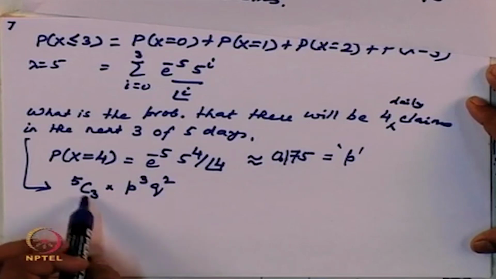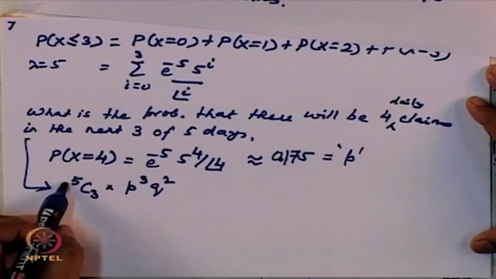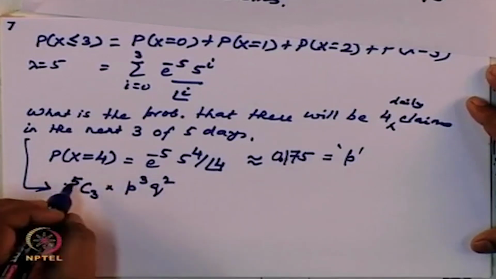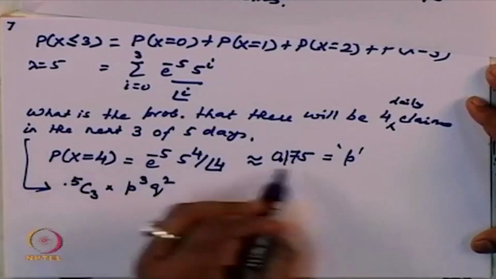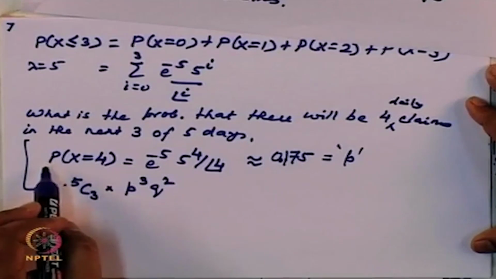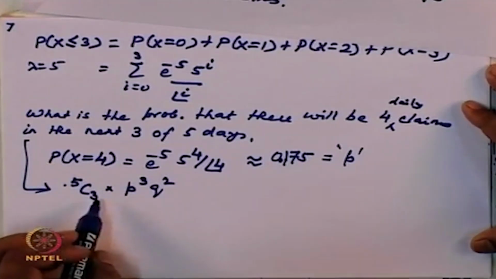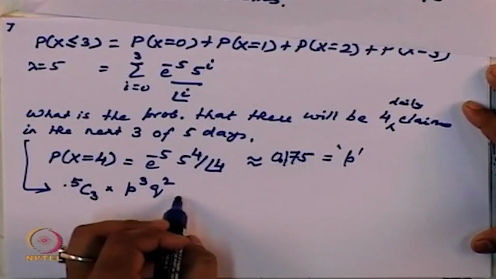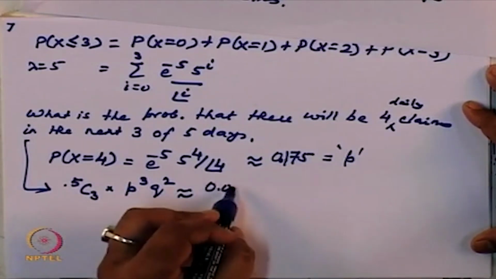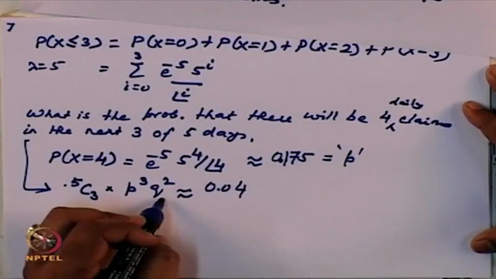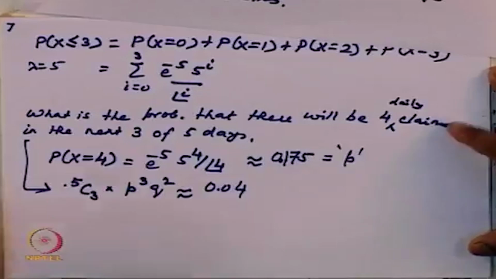So, in 3 out of 5 days, your n is 5, so this is a binomial random variable with n equal to 5, and p is as follows. p is the probability that there will be 4 claims in a given day. Accordingly, you can calculate this particular value, and you will get a value of roughly 0.04 or something. Just cross check, put in the proper values and cross check.